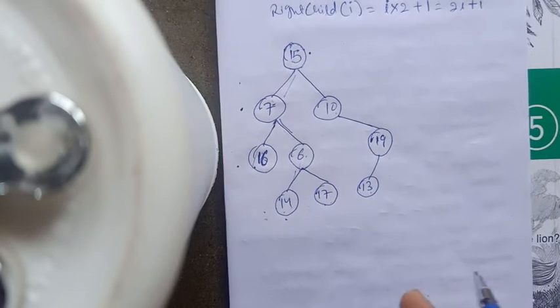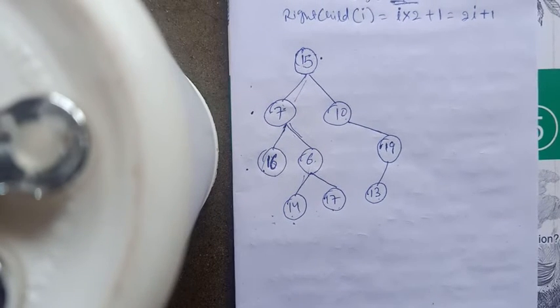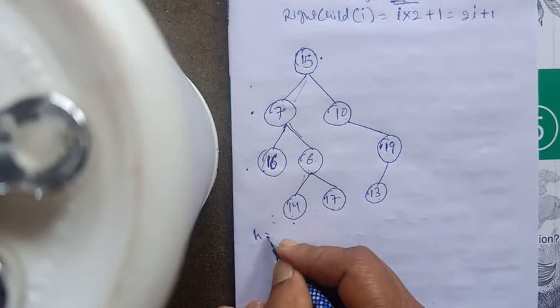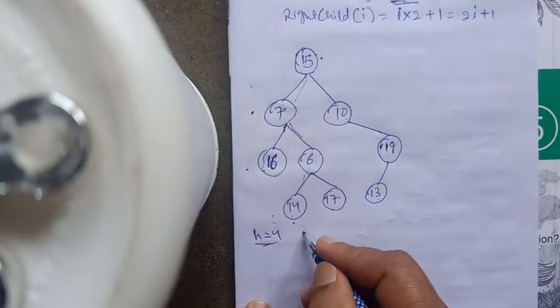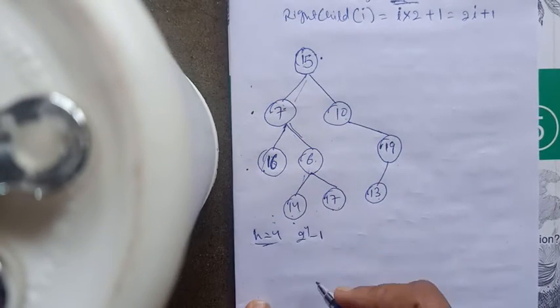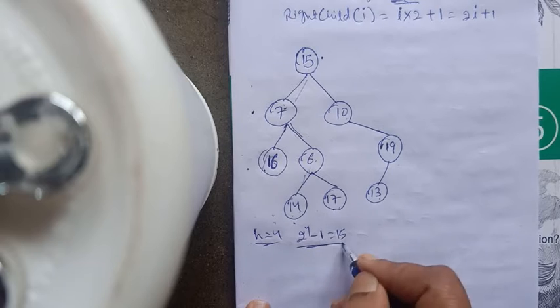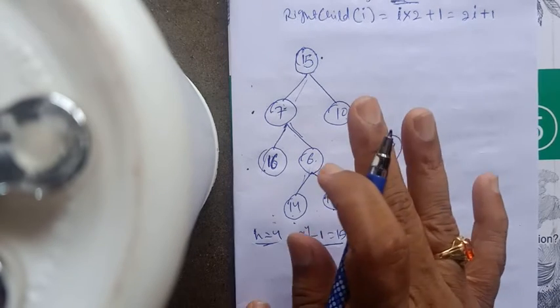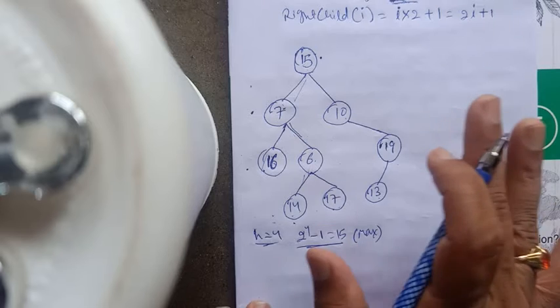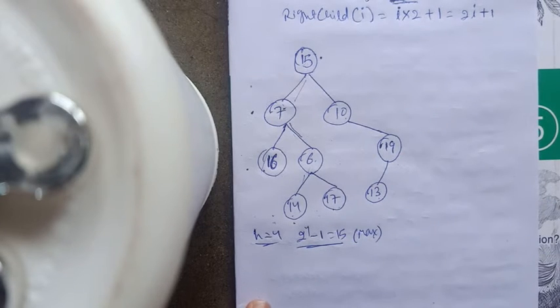Now, if the height is 4, what is the maximum number of nodes that can be placed in this tree? When height is 4, the maximum number of nodes that we can insert here is 2 to the power 4 minus 1, equal to 15. This is the maximum number of nodes. Right now in my tree, there are not 15 nodes, but I can still add some more nodes.